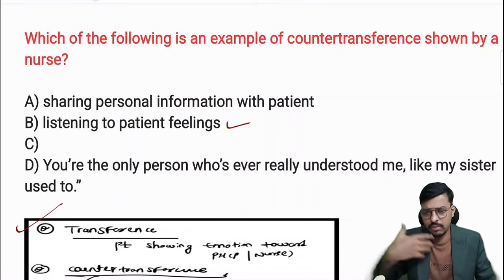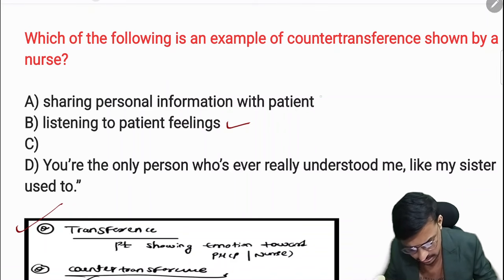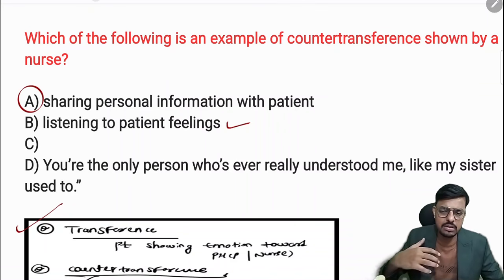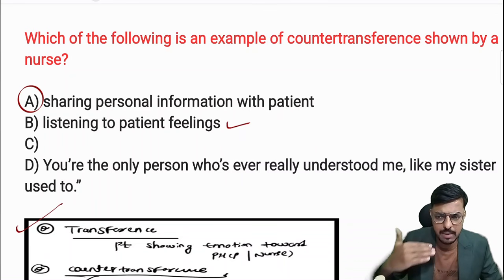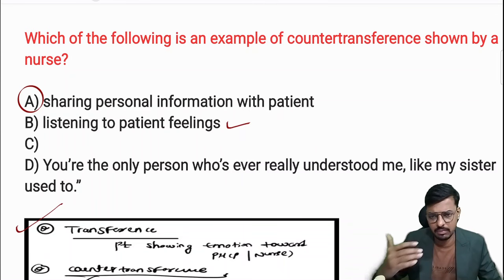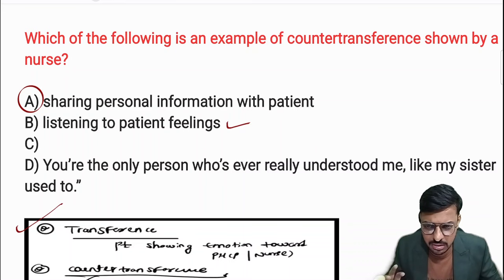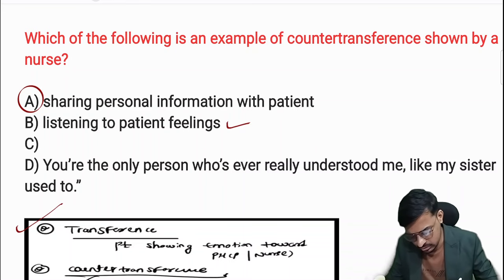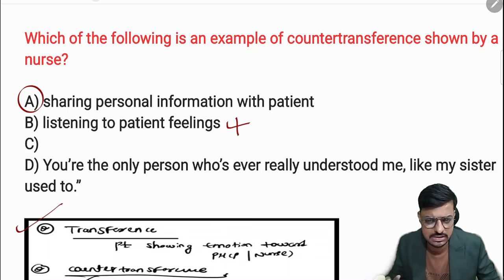So that is normal therapeutic communication. But sharing our personal information with the patient is counter transference, where a nurse or healthcare provider is emotionally attached to a particular patient. That is what we call counter transference. Both questions have come in your exam. Listening to the patient's feelings is a normal therapeutic relationship. It is not a boundary issue, nor any kind of transference or counter transference.